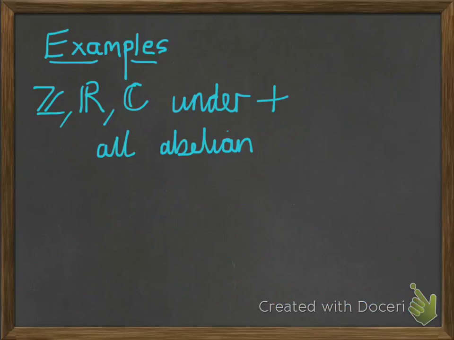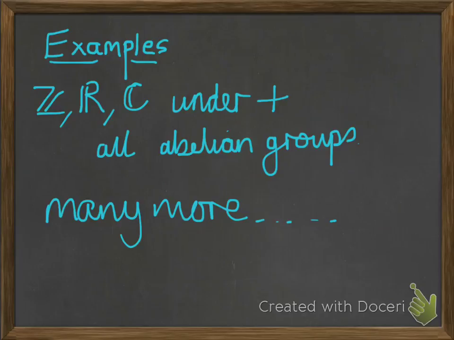Examples. So Z, R, and C under plus are all abelian groups. In terms of G1, plus is associative. In terms of G2, there is an identity element, and that is 0. So 4 plus 0 equals 0 plus 4 equals 4. That's it satisfying the axiom G2. In terms of G3, every element has an inverse. 4 plus minus 4 equals 0, that e element we talked about. So you can see it satisfies all the conditions, and the binary operation condition is also satisfied.